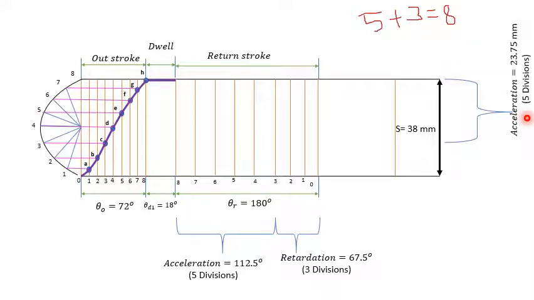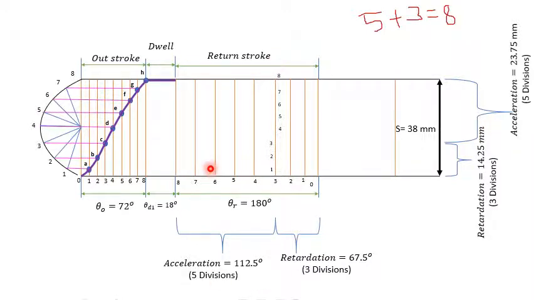That is 23.75 millimeter. We have to divide this acceleration period into 5 divisions. Next, the remaining portion is the retardation period, which is 14.25 millimeter. So divide this portion into 3 divisions like this, whereas the upper portion, which is the acceleration period, we have to divide by 5 divisions.